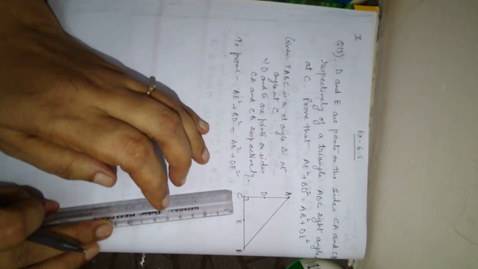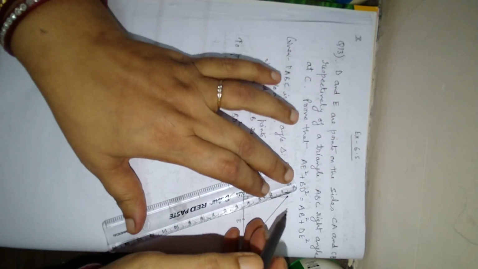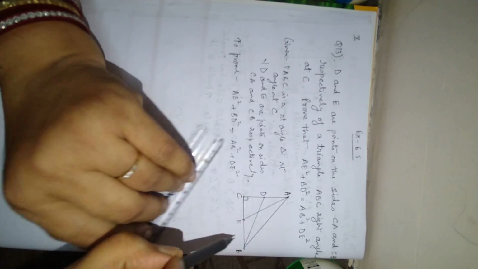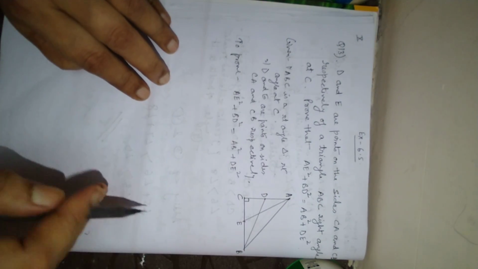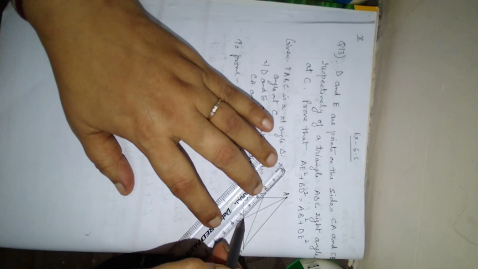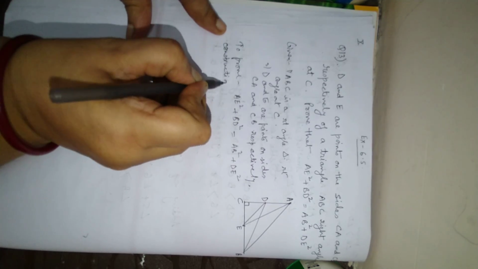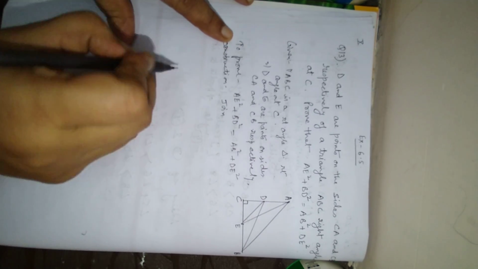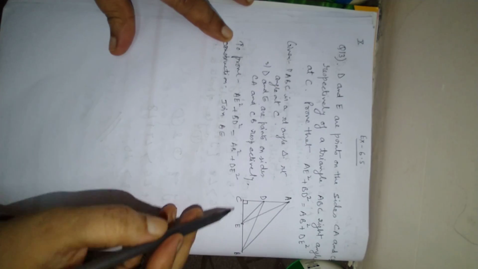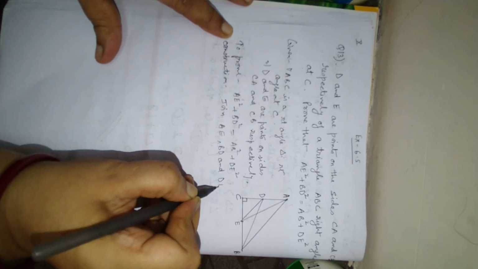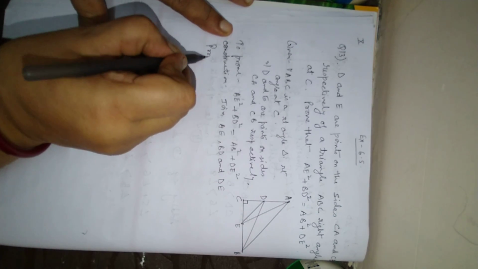So first you will join AE and BD. Join AE, join BD. Okay, and join DE also. So you can write construction: join AE, BD and DE. Now see the proof.